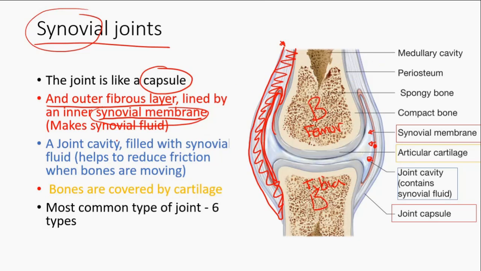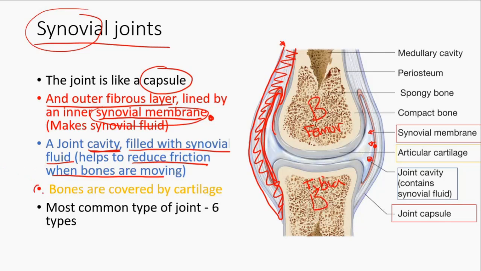So the second most important part of the synovial joint is the synovial cavity, and that's filled with this synovial fluid. Okay, so remember that the fluid is made by the synovial membrane, and its job is to reduce the friction when the bones are moving. It's very slippery, so there's not a lot of scraping and degradation of the bones.